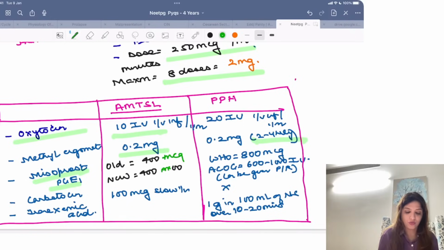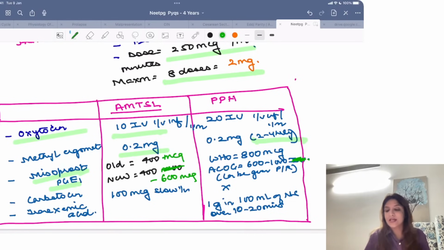400 to 600 micrograms. It's not international units, right? WHO says 800 micrograms and ACOG says 600 to 1000 micrograms. Is this clear to all of you?